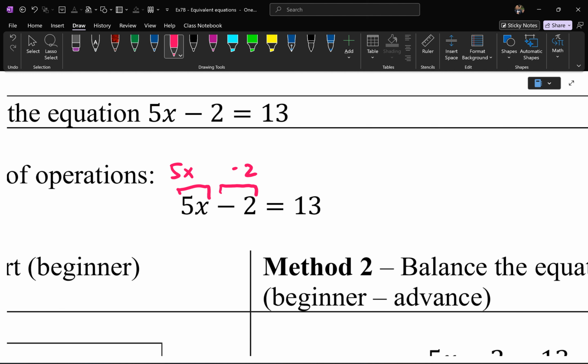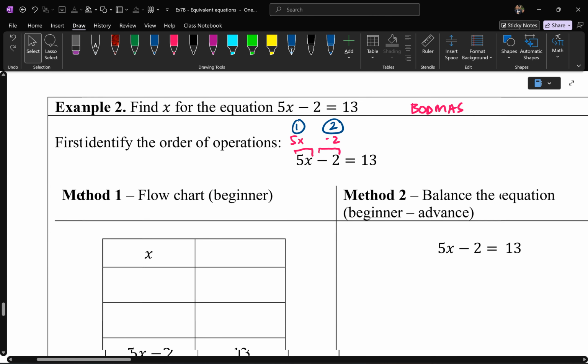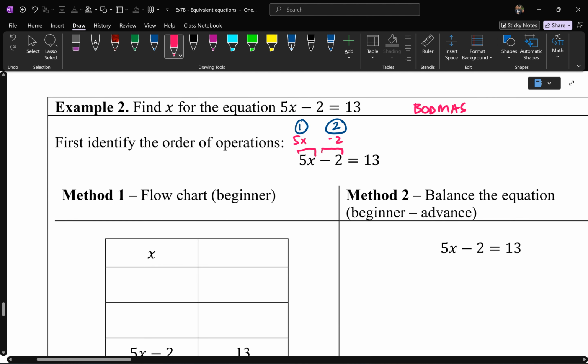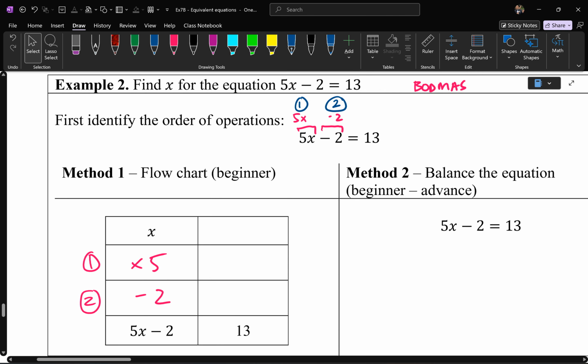Now, which one comes first according to BODMAS? Times. So this one's first. Which one's second? Minus 2. You're picking up. Very good. So it's 1, 2. So if you want to do the flowchart method, x, what did I do to x first? I times 5. So you write it in. You say times 5. After you times 5, that was number 1. What's number 2 again? Minus 2. That's how you got 5x, because you times by 5 and then you take away 2. Now the answer is 13.